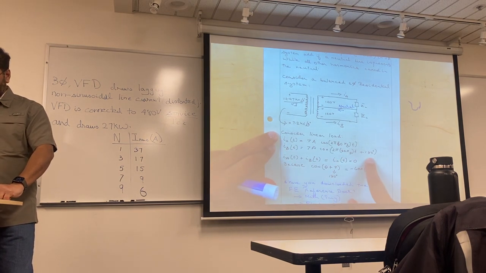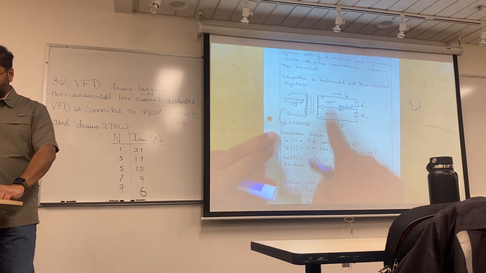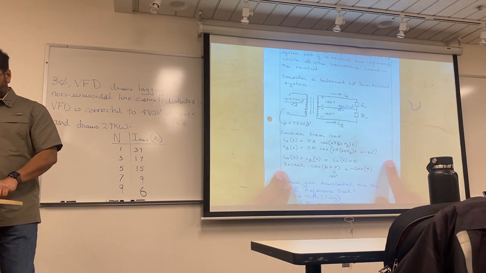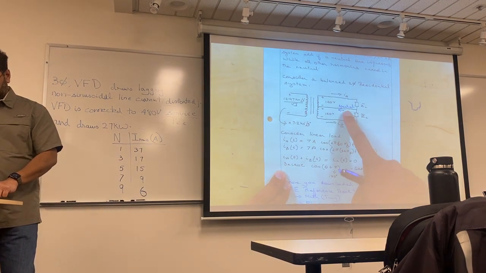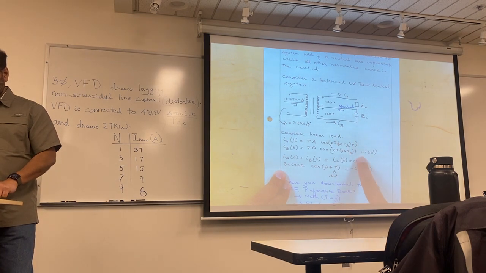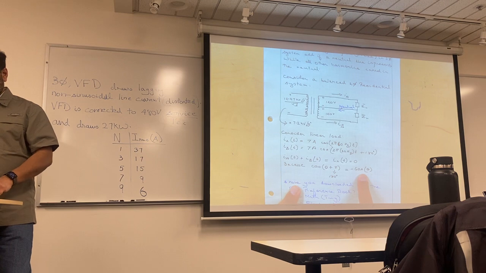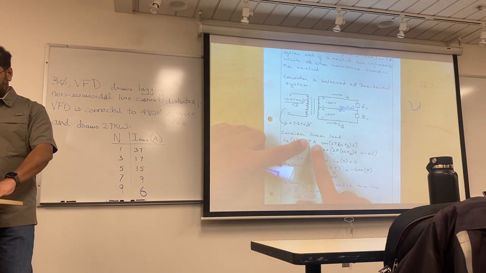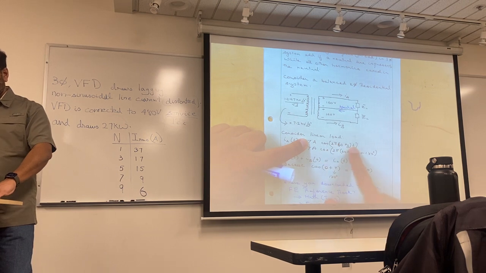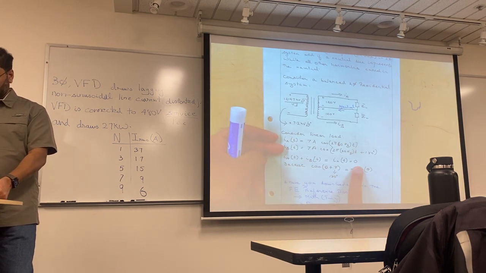But I did a phase shift of 180 because the direction is literally opposite of IA. If this was going clockwise, this is going anti-clockwise. A bit of math juggling will show you that the neutral current, in this case with a fundamental frequency, is 0. Anytime you add 180 degrees to a cosine function, cos of any theta plus 180 is negative cosine theta. So you end up getting 7A cosine 2 pi 60 t minus 7A cosine 2 pi 60 t. These two subtract, and you end up with a 0.